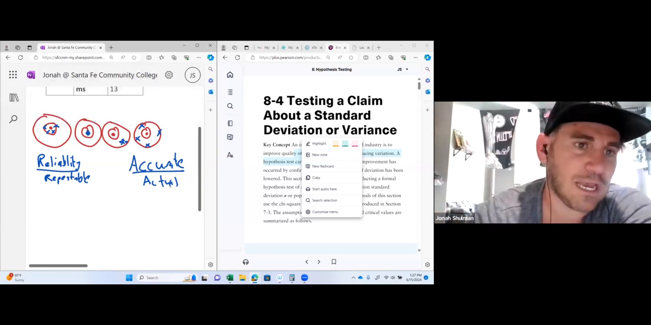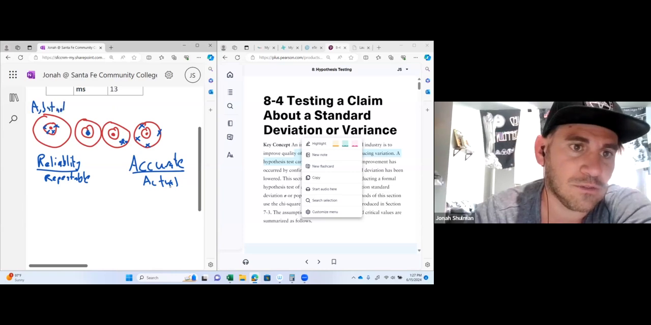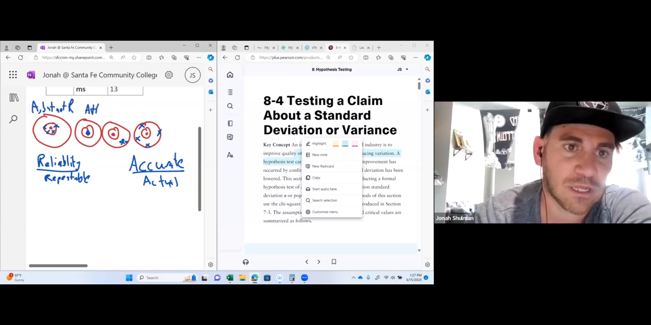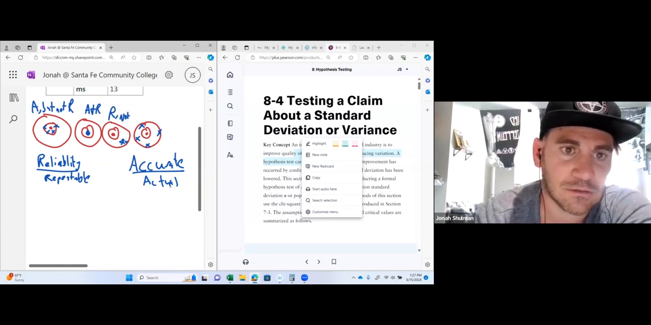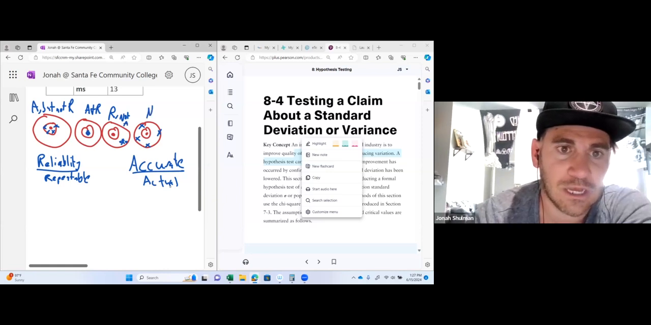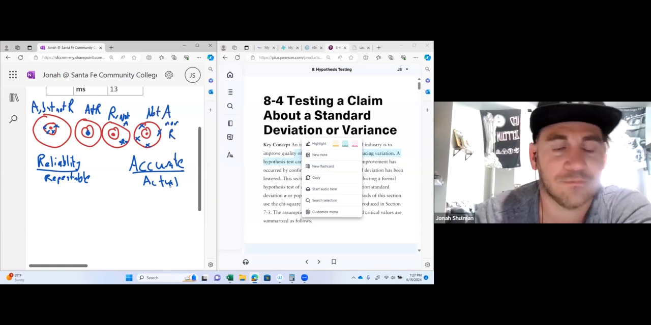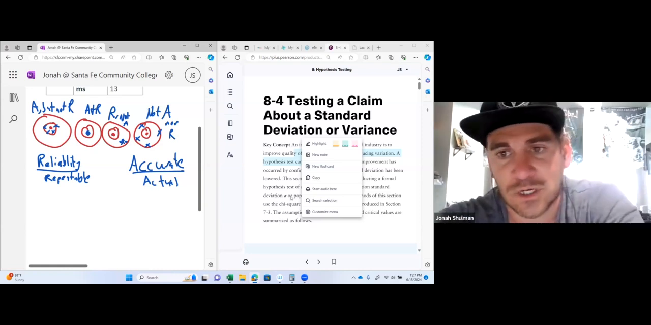So this dartboard is accurate but not reliable, because the darts are not in the same spot. This one's accurate and reliable. This one's reliable because we're hitting the same spot with our darts, but it's not accurate. And this one is neither accurate nor reliable. That's what I think they're trying to get at here.